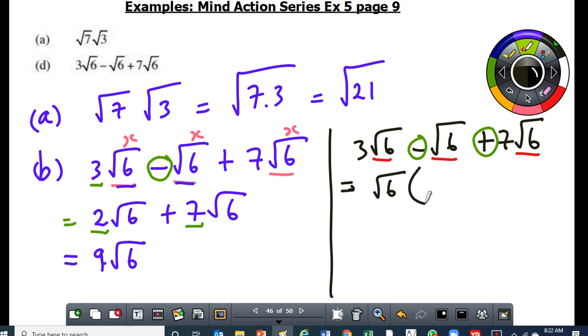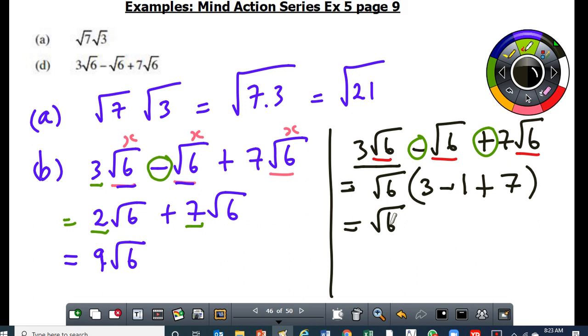Okay? If I take it out, I have to get the first term inside, I have to divide this by the square root of 6. So the square root of 6 and the square root of 6, which is the factor, are going to cancel out. So I'll be left with a 3 there. Then here I'm going to have minus square root of 6 divided by square root of 6, that will give me a 1. Okay? Plus, here, if I divide 7 square root of 6 by square root of 6, I'll get 7. Then, I now need to simplify what's inside the bracket.